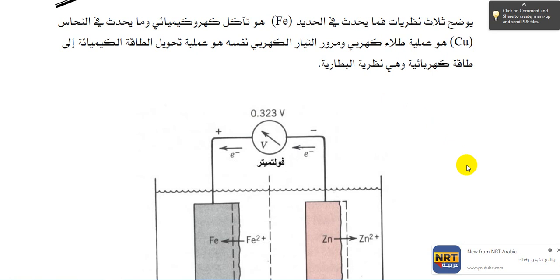يعني هي العملية التي تعمل بها البطارية، ألا وهي تحويل الطاقة الكيميائية إلى طاقة كهربائية بحتة عن طريق العملية، عن طريق التآكل، تآكل الحديد بإضافة كتلة إلى النحاس، أخذ الإلكترونات من الحديد إضافتها إلى النحاس.